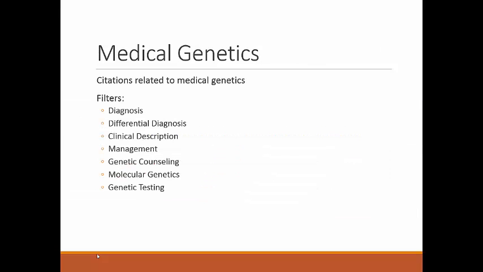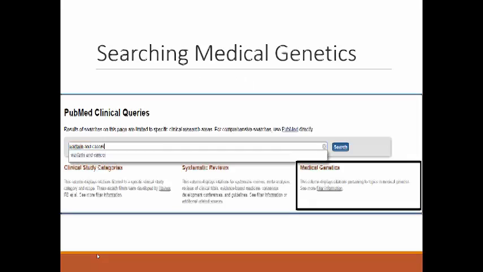Medical genetics is the right-hand column on your results screen. It finds citations related to various topics in medical genetics. Just like clinical study categories, medical genetics has different filters. Those are diagnosis, differential diagnosis, clinical description, management, genetic counseling, molecular genetics, and genetic testing. The default filter is all medical genetics topics. These filters were developed in conjunction with the staff of Gene Reviews.